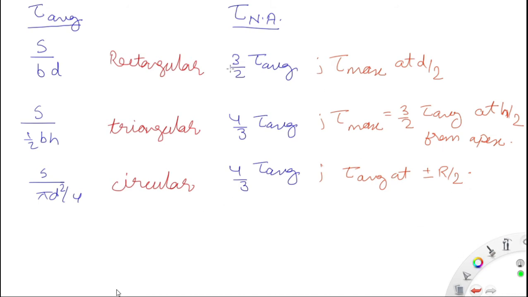Okay, so in case of both rectangular and circular, we have shear stress at the neutral axis as the maximum shear stress. So for both rectangular and circular cross section, we have maximum shear stress induced at the neutral axis.